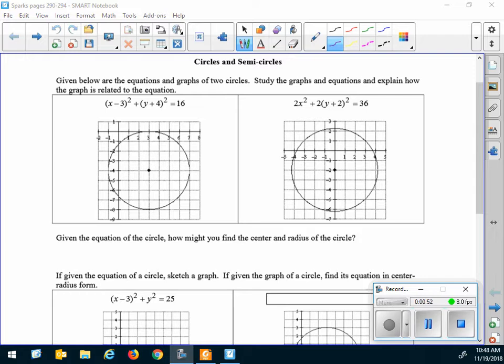So how do I identify the center then? Good. Okay, if x minus 3 is equal to 0, then x is equal to 3. And if y plus 4 is equal to 0, then y is equal to negative 4. And there's your center. That's exactly right. That's where your center is. What else does that equation tell me? The radius is the square root of 16. Radius is 4.